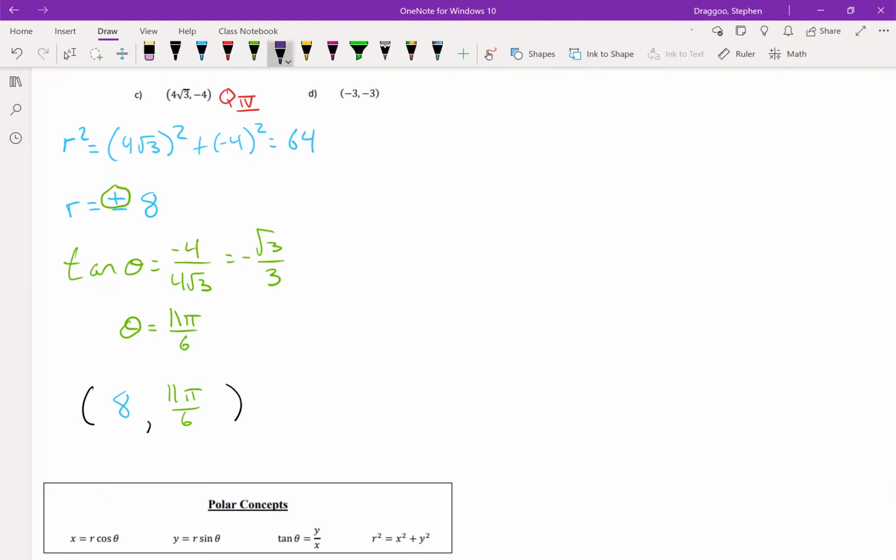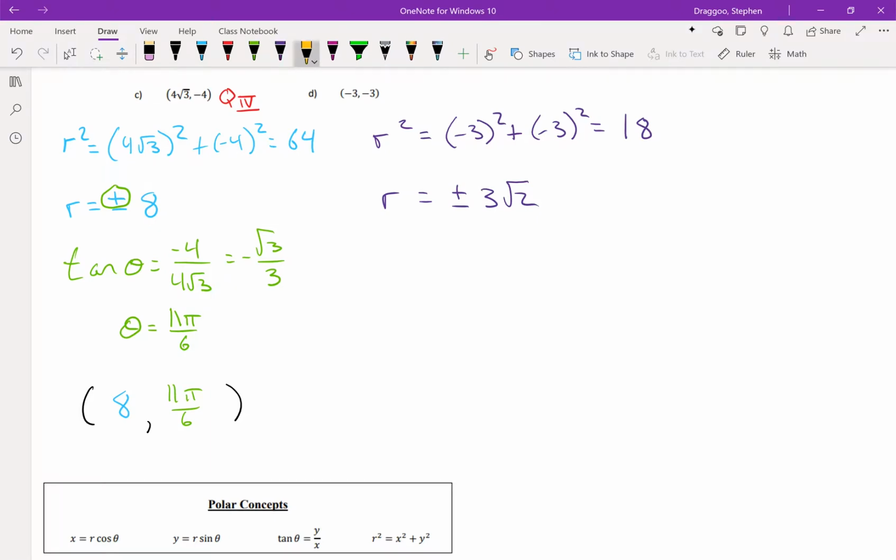On to part D. Here I've got that r squared is equal to negative 3 squared plus negative 3 squared, which works out to 18, meaning that r is plus or minus 3 times the square root of 2. So it didn't come out to an integer this time, but that's okay. So a couple choices for r.